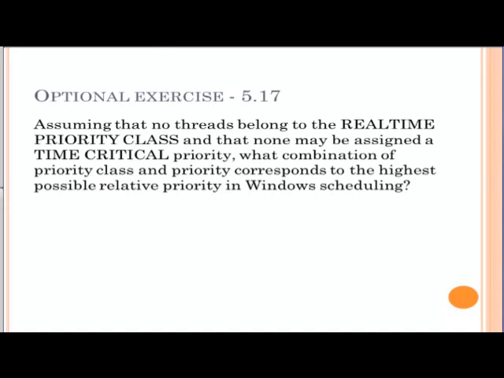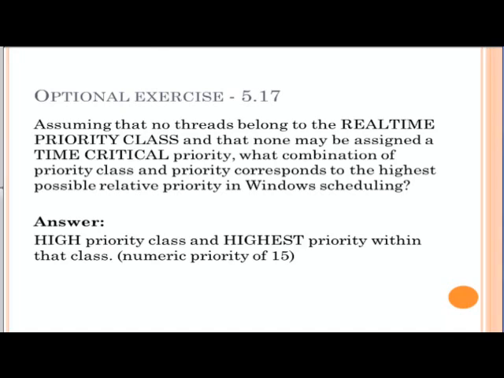So we will review this again when we do the midterm review, but if you have a chance, look it up. So high priority class and highest priority within that class. Numeric priority is 15.